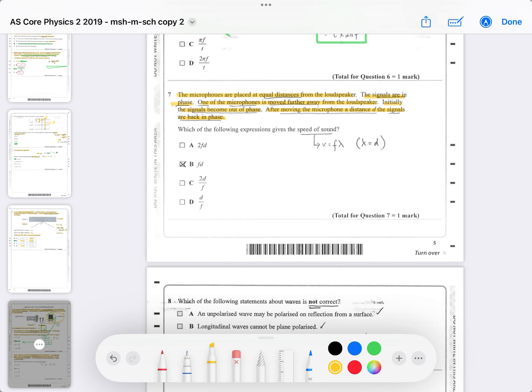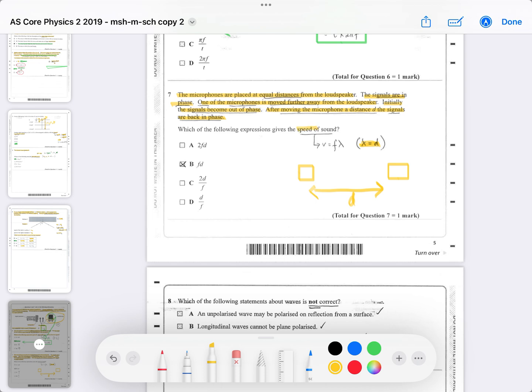That means if you've moved the distance between microphone 1, say that's microphone 1, and over here there's microphone 2, and the distance between them happens to be equal to a full wavelength, then they'll come back into phase. So lambda will be equal to d when they come back into phase for the first time. Okay? They'll go out of phase if it's less than a wavelength, and if you get the distance to be exactly equal to the wavelength, they'll come back into phase.